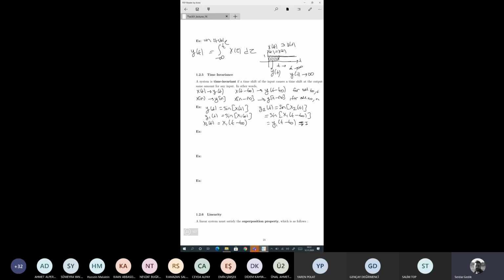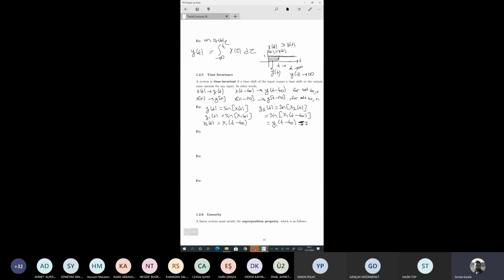So of course, this means that I have a time invariant system. I shift the input by t0 amount, and at the output, the result is shifted by the same amount. So I have a time invariant system here.